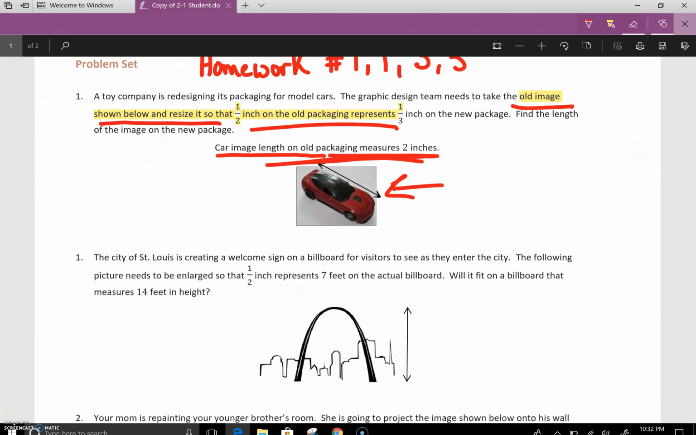The second number 1 from the homework, the city of St. Louis is creating a welcome sign on a billboard for visitors to see as they enter the city. The following picture needs to be enlarged so that 1/2 inch represents 7 feet on the actual billboard. So here is our scale. They'll always give you a scale. And so that we know 1/2 inch is supposed to represent 7 feet on the actual billboard. Will it fit on a billboard that measures 14 feet in height?